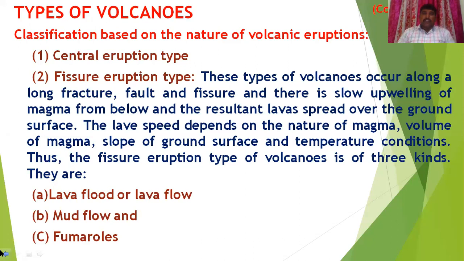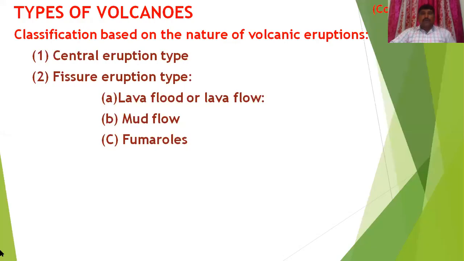Thus, the fissure eruption type of volcanoes is of three kinds. They are A, lava flood or lava flow, B, mud flow, and C, fumaroles. Now, let us discuss each of these fissure eruption type of volcanoes. Firstly, we move with the lava flood or lava flows.